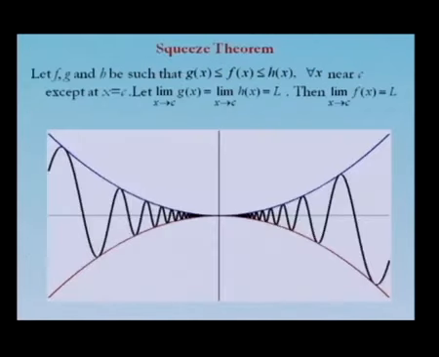Now we have a special theorem. This is known as the squeeze theorem, which says that let f, g and h be functions such that g(x) is less than or equal to f(x), which is less than or equal to h(x), for all x near c except at x equal to c, and further limit x tends to c g(x) equals limit x tends to c h(x) equals L, then the limit x tends to c f(x) equals L. That means that when f is lying between g and h and both g and h are approaching L, then f will also approach L.